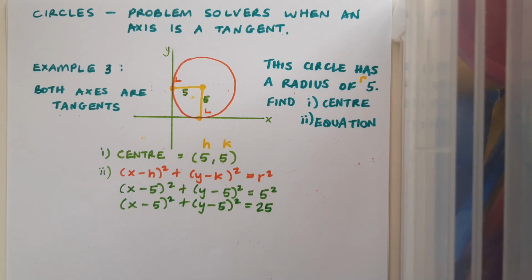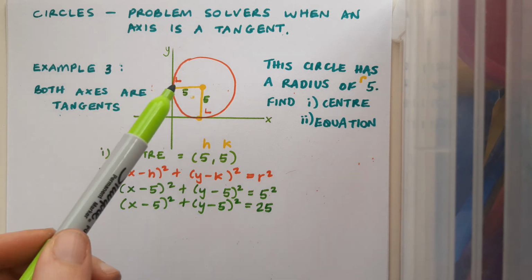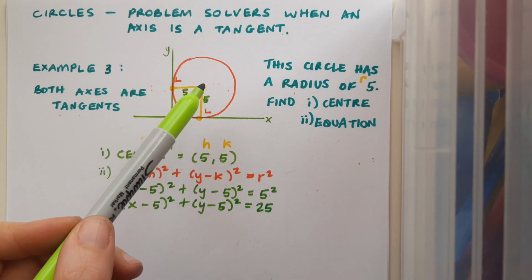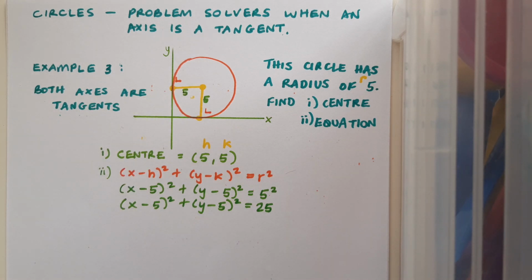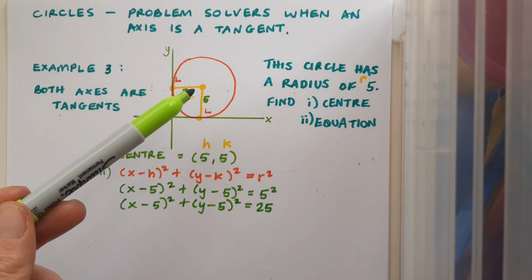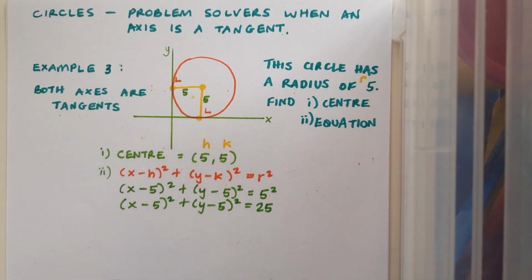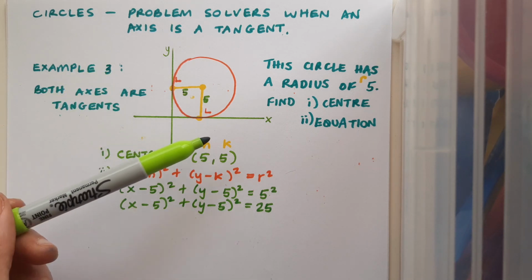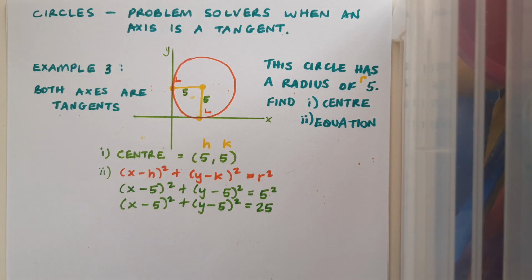Just one thing to watch out for in a question like this. Note that at the beginning of the question, I observed which quadrant my centre was in, and that let me know that my values should both be positive in my centre point. Obviously, if I was in a different quadrant on my coordinate plane, then I may have positive and negative values to take into consideration. So just watch out for that.